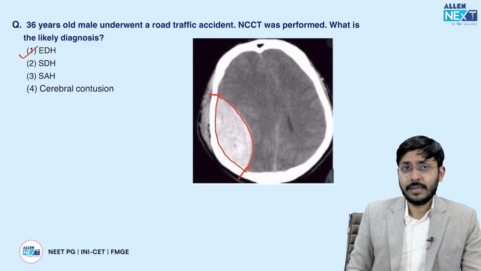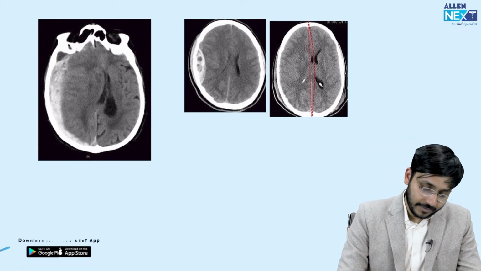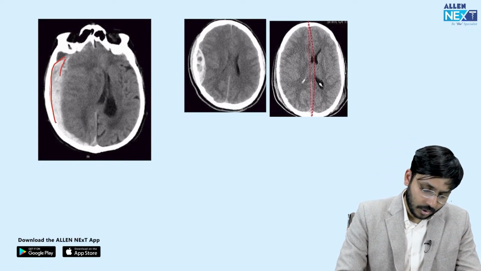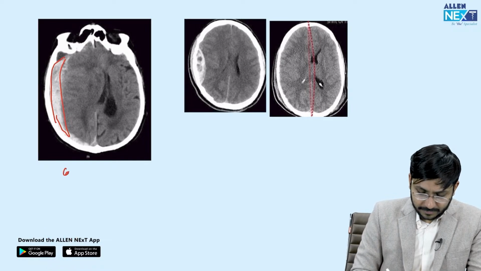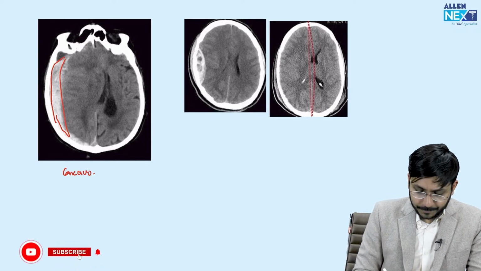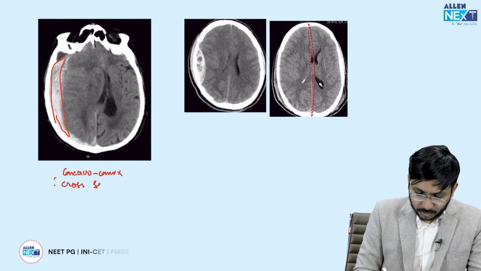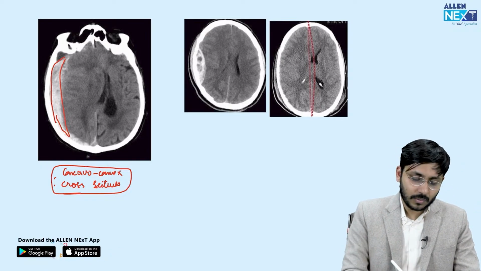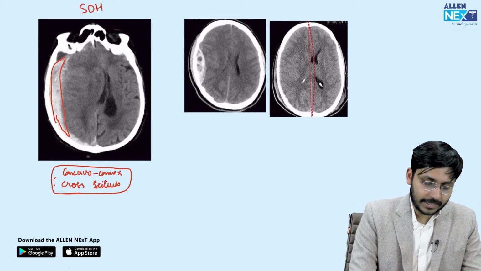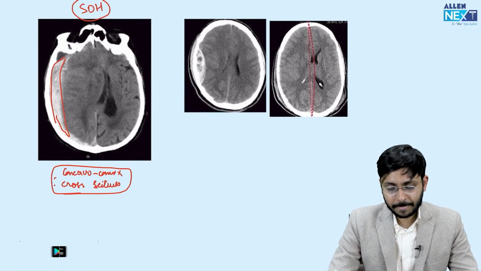Now, how do we differentiate it from an SDH? So an SDH will cross the suture. It will be a concavo-convex bleed, and it will cross sutures. Okay, this is how an SDH looks like, subdural hemorrhage.